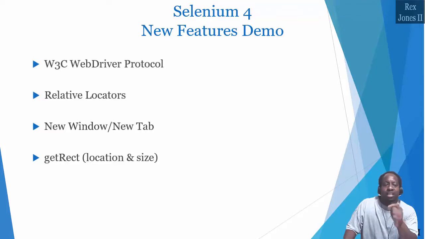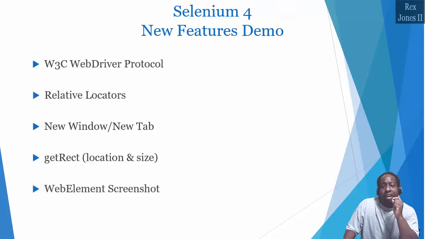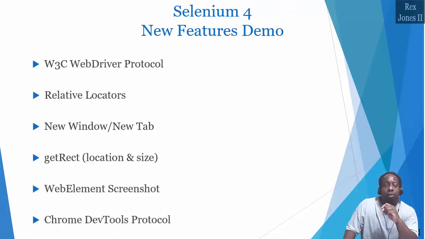Get rect was implemented as a combination of get location and get size. We will also take a screenshot of a web element. Last is the Chrome DevTools protocol, which helps us to get the development properties.